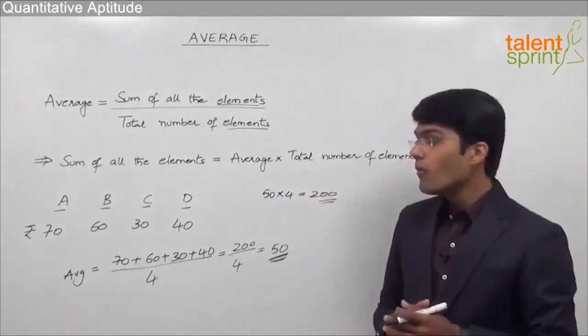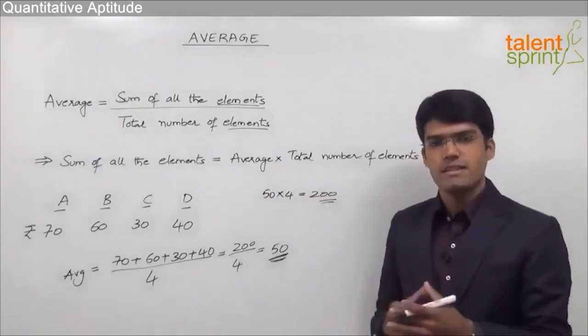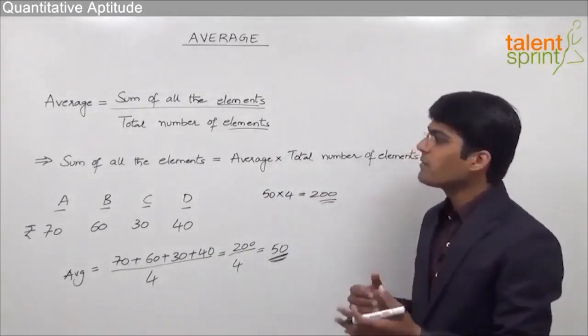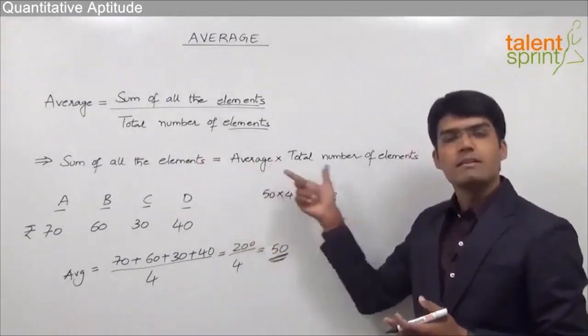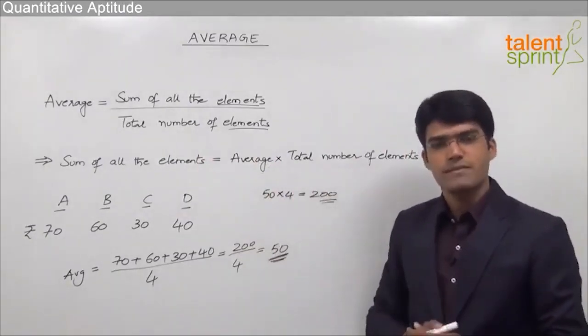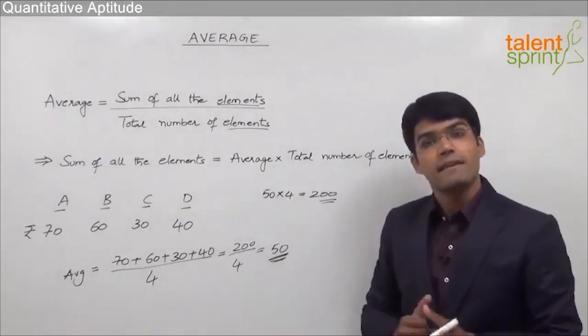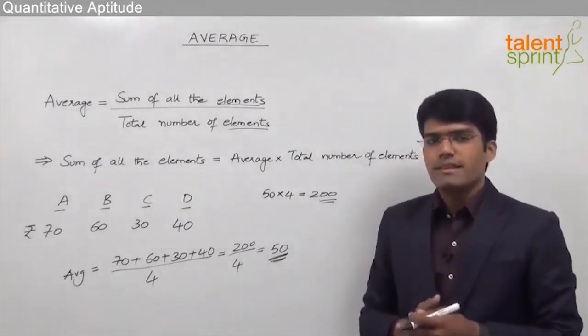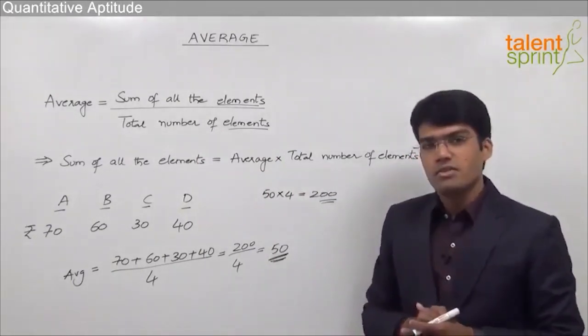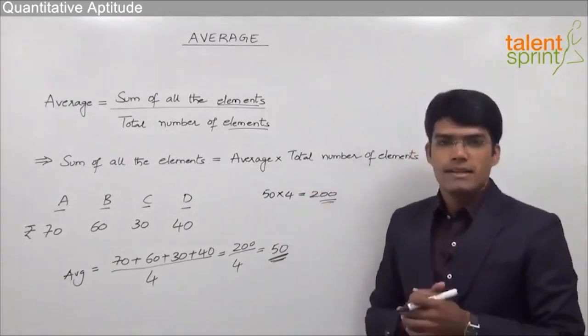So friends, this is how we can find the average for the given set of elements, and also we can find the sum of the elements when the average and the total number of elements are given to us. Before we take up any other example, let us understand the significance of average. That is, what is the importance of average? What do we get to know when we calculate the average?